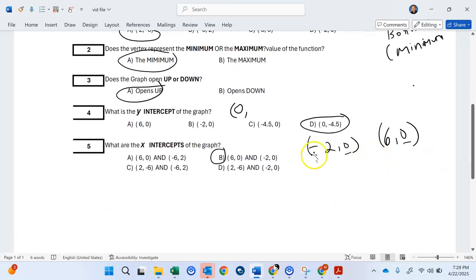That is the x-intercept, okay? So make sure you check all the answers, because this is correct, but this is wrong, right? This is correct, but this is wrong. So A is wrong, D is wrong. So check both. This is okay. Yes, yes, yes.